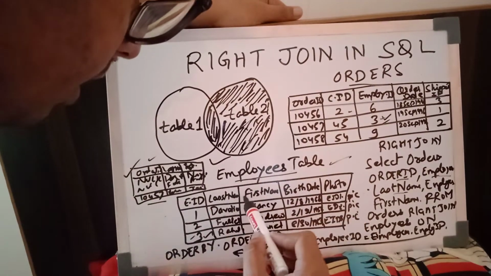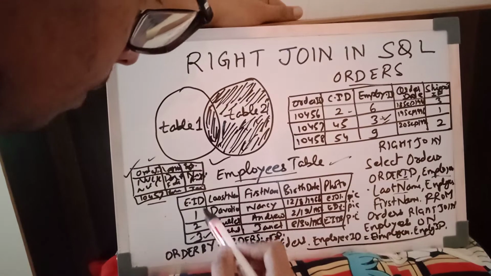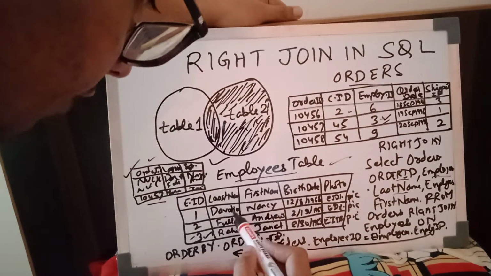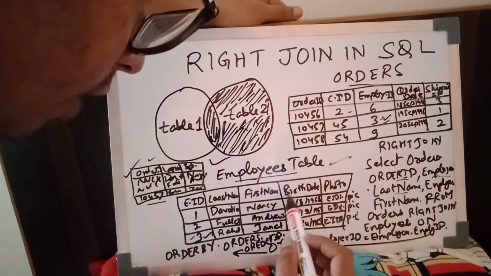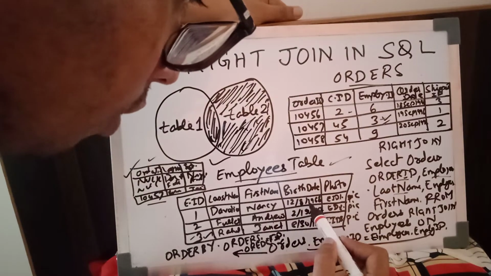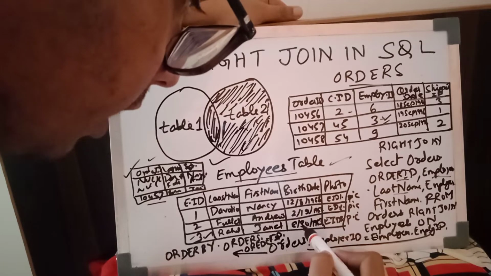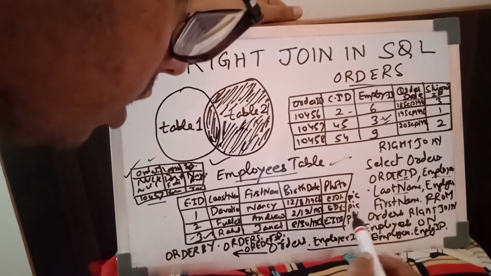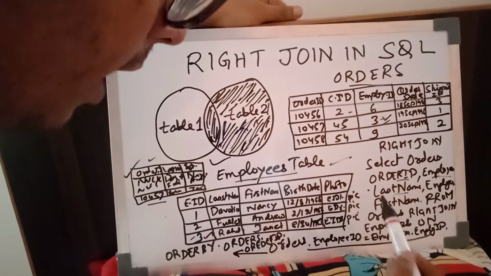The employees table has 5 corresponding columns, that is employee ID, last name, first name, birth date and photo, with employee ID 1, 2 and 3, last names Davidson, Fuller and Rahul, first names Nancy, Andrews and Janet, and birthdays as 12th of August 1968, 19th of February 1954 and 30th of August 1963, with photos as employee ID pics.